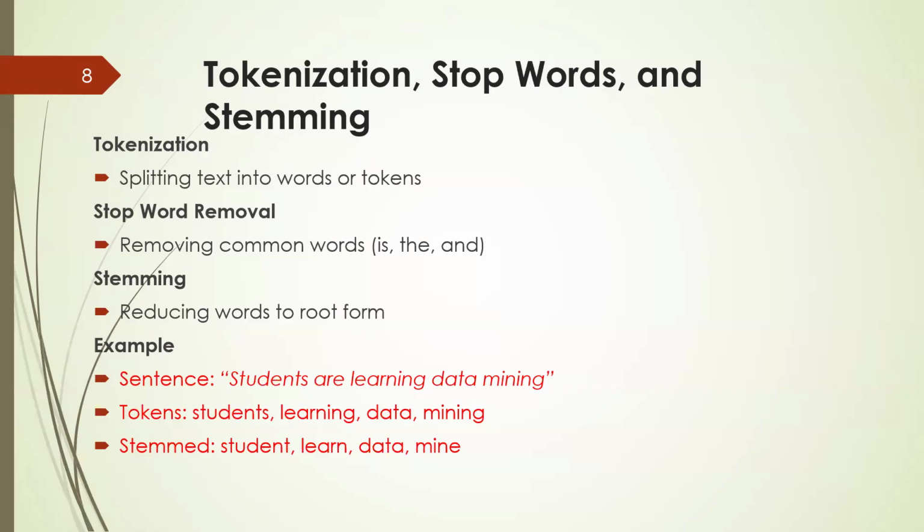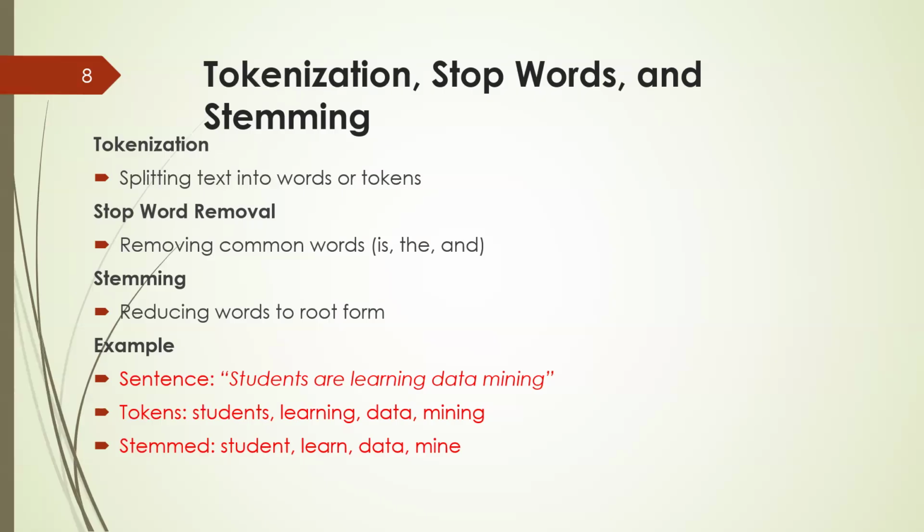Stemming: reduce the words to the root form. That root form means we come to a normal form. For example, learning is a continuous form, and we come to the normal form, learn. We have tenses, present tense, past tense, future tense, and we come to a present format or root format. Normally we say present as the root format.